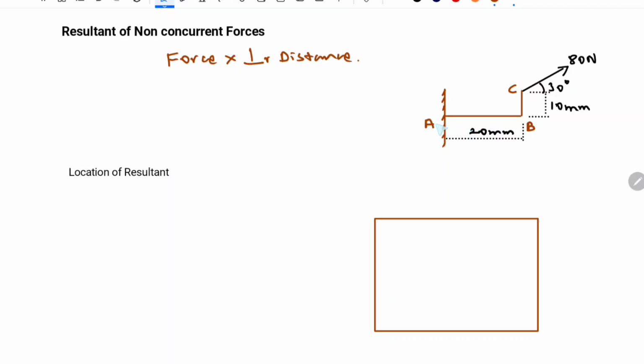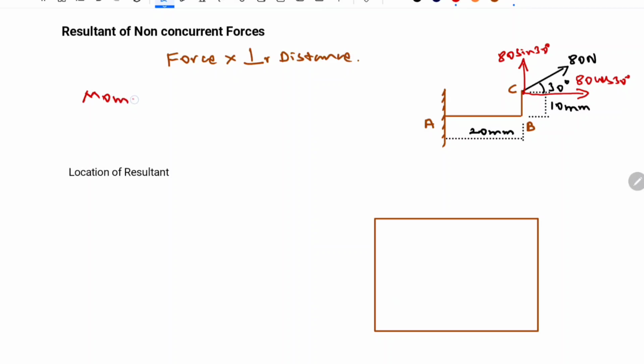For example, I have considered a force system. ABC is a structure and the 80 Newton force is acting with an inclination of 30 degrees. Whenever a force is acting with some inclination, we resolve it into two components, the horizontal and the vertical component. The magnitude of the horizontal component is 80 cos 30 degrees. Similarly, the magnitude of the vertical component is 80 sin 30 degrees. Now we have resolved the force into two components, so let us find the moment.